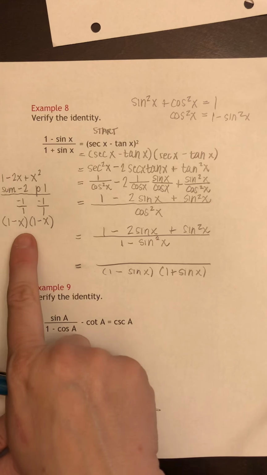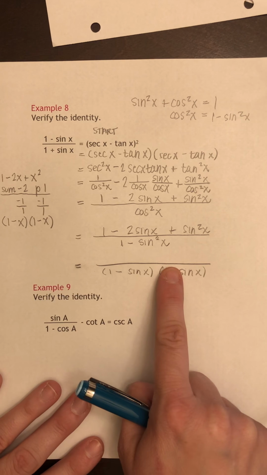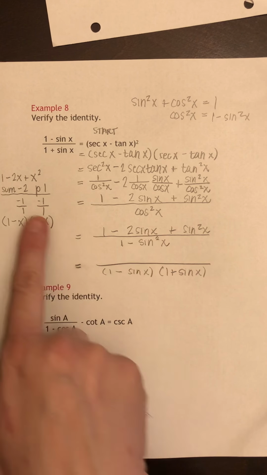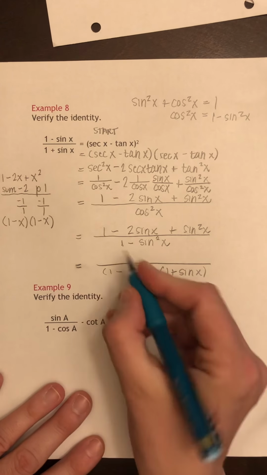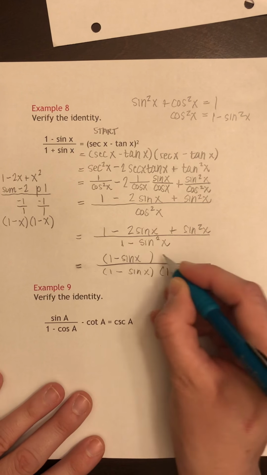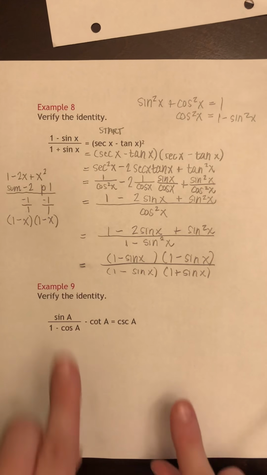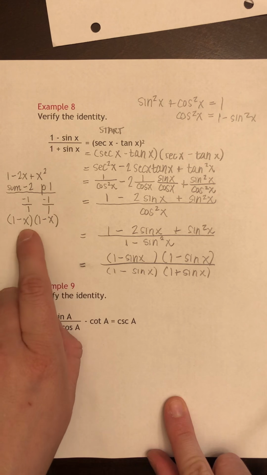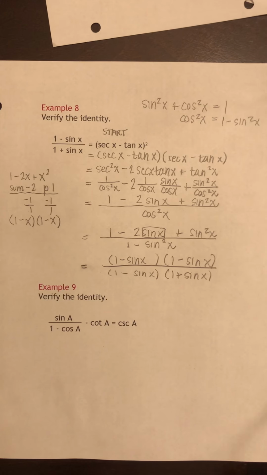Well, how can we apply this to trig functions? Well, instead of an x, we have a sine x. So if you use the same sum and product chart and use these same numbers, we would have 1 minus sine x onto 1 minus sine x. Does that make sense? We're replacing the x with a sine x. So hopefully you can kind of see that.